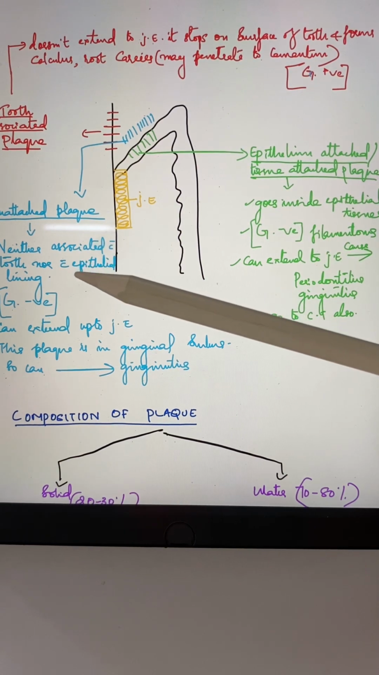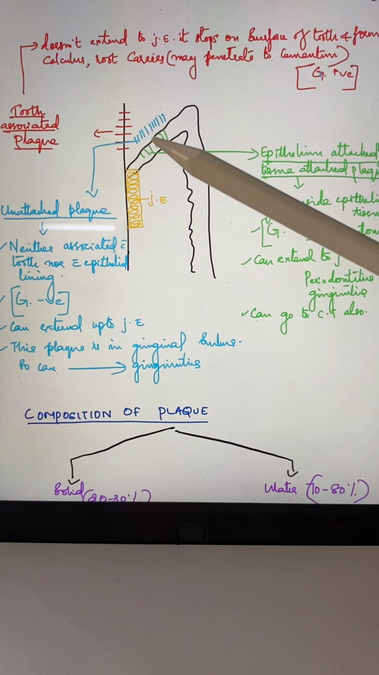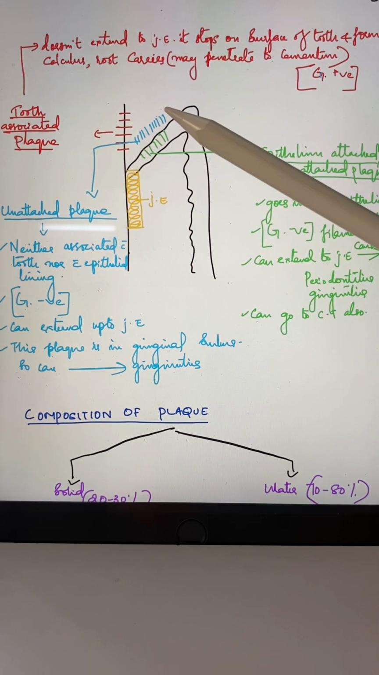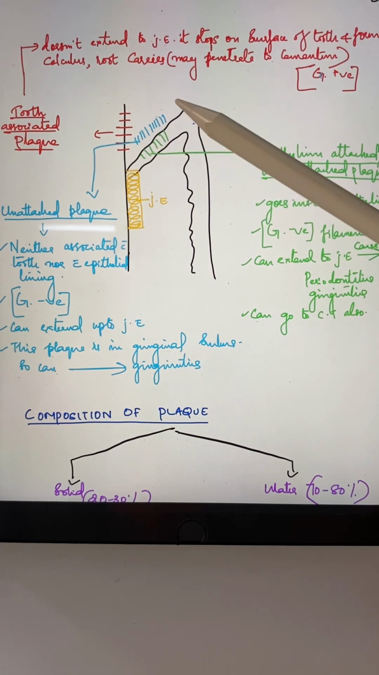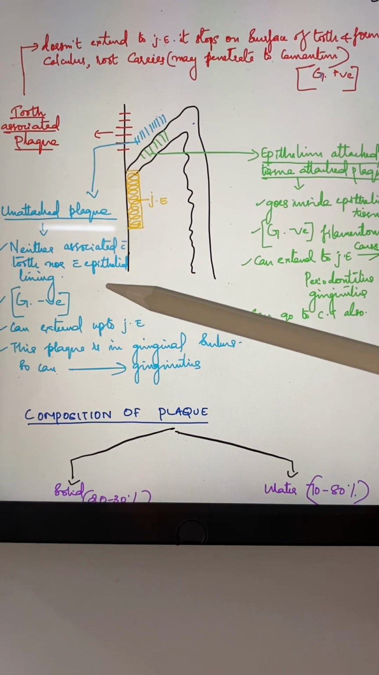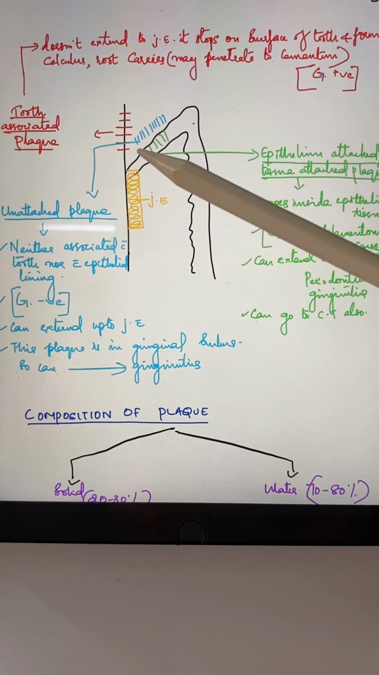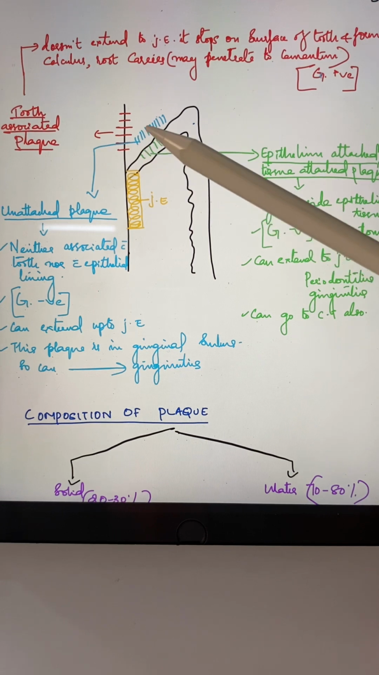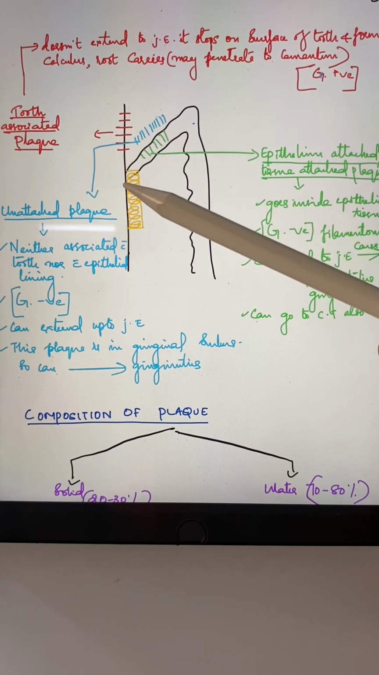Then next is the unattached plaque. This is the unattached plaque. So this is neither associated with the tooth nor associated with the epithelial lining. This is seen in between. They are usually gram negative. This can extend to the junctional epithelium. So this plaque is in the gingival sulcus. This can lead to gingivitis.